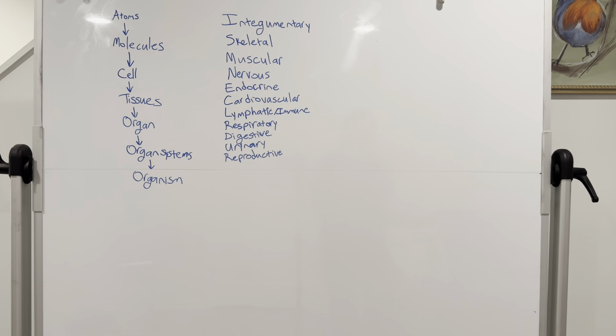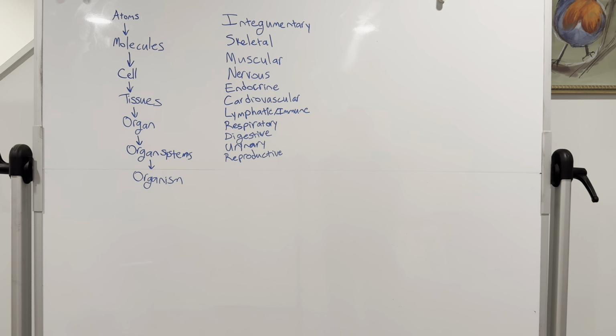So the function of the reproductive system: the gonads' function is to produce gametes, so sperm or egg cells. And those can unite to form a zygote, which can grow into a fetus, which can grow into a baby. And then mammary glands are part of the reproductive system, and those produce milk for babies.